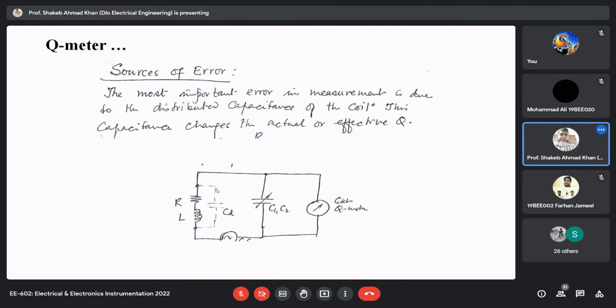It is not possible to compensate for it, because to do so you would have to keep these two terminals at the same potential, and practically that is not possible. So it is required to calculate the value of this capacitance and then correct your result. Obviously your capacitance value will change and your Q factor will also change, because your effective capacitance will be different.